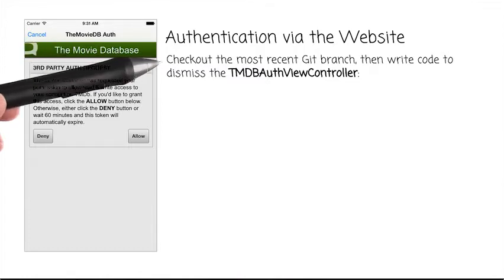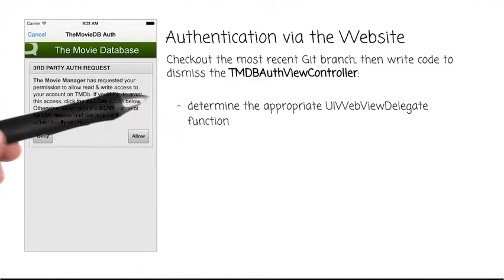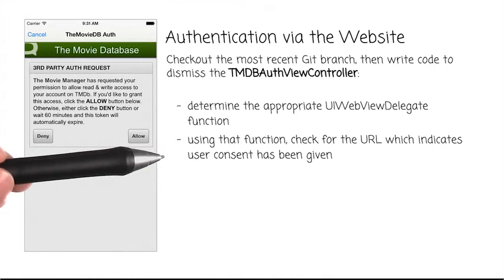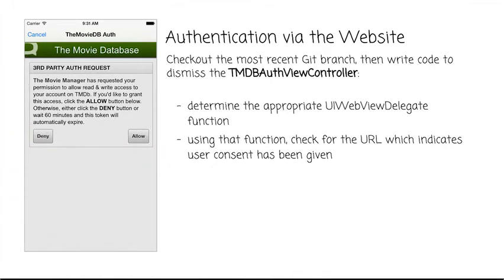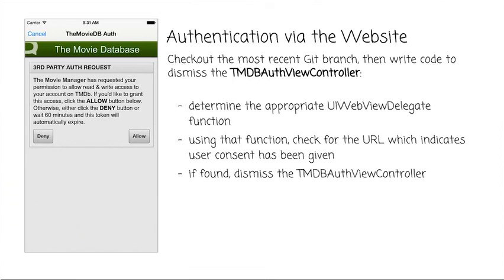Before you start, make sure you check out the most recent Git branch. Then, as a first step, determine the appropriate UIWebView delegate function. Using that function, you can check for the URL which indicates that the user's given their consent. And then once you've found that URL, you can dismiss this TMDB auth view controller.